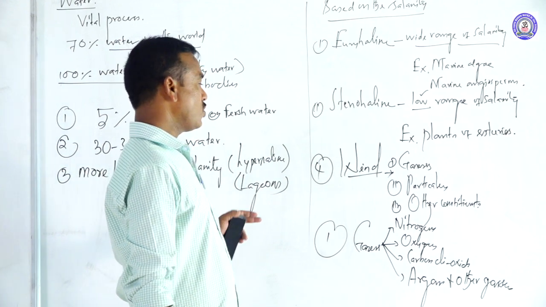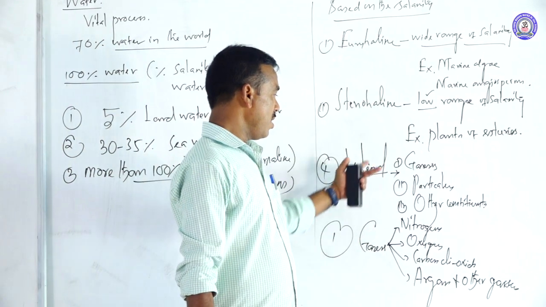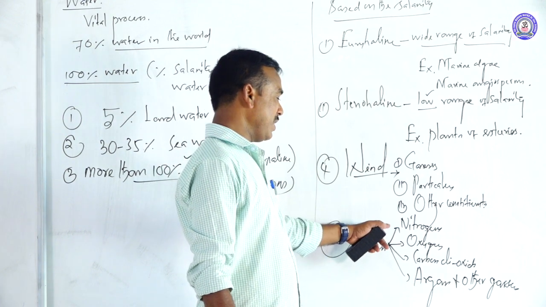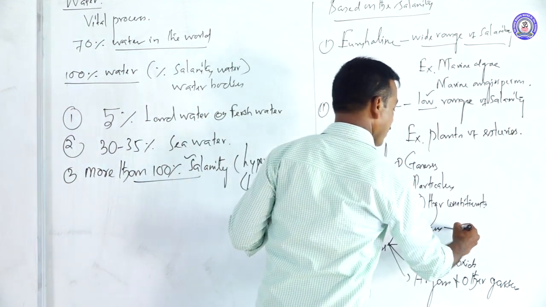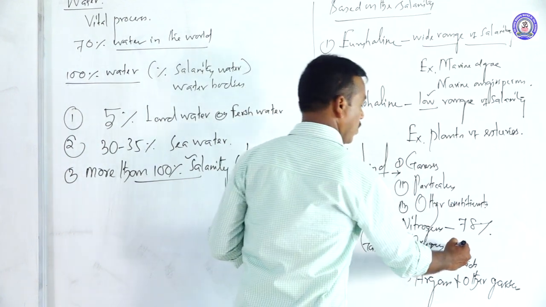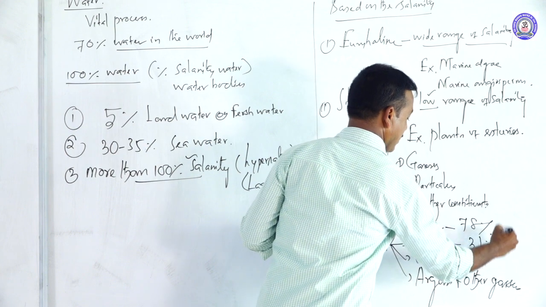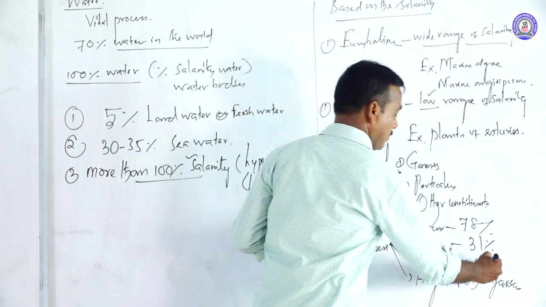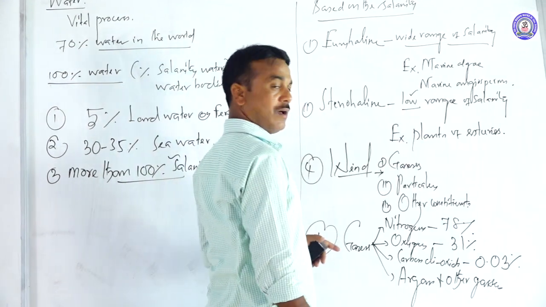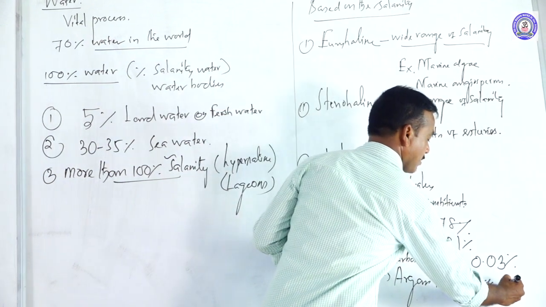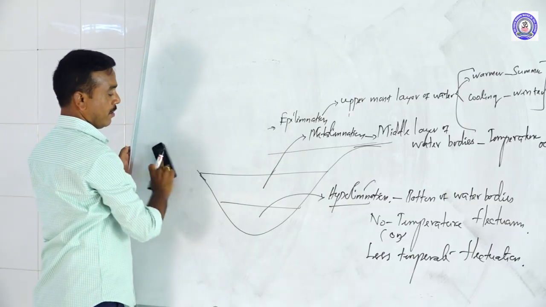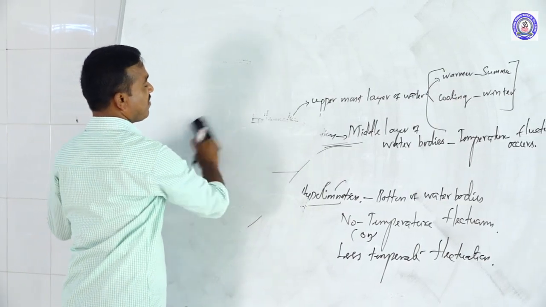So the wind contains many kinds of components, the first of which is gases. What are the components of the gases? In the atmosphere, nitrogen: how much percentage do you know? 78%. Oxygen, how many percent? 21% in the atmosphere. Carbon dioxide, how much percent? 0.03% in the atmosphere. Argon and other gases are 0.93%.